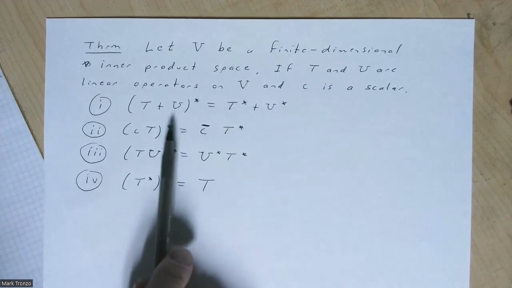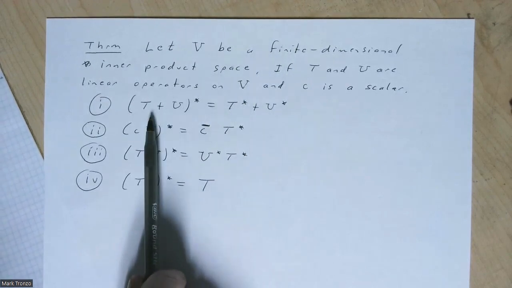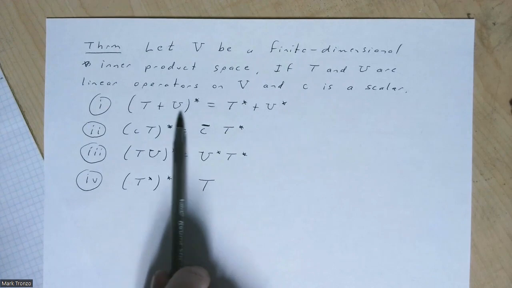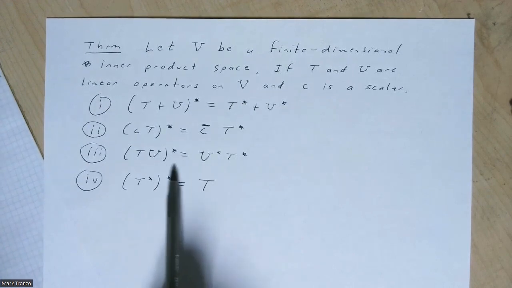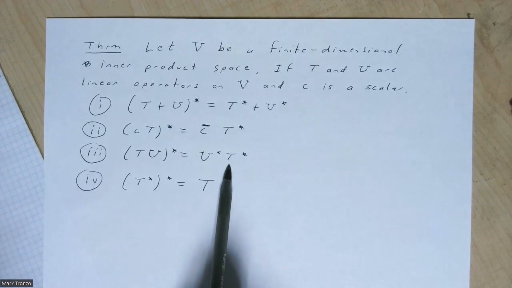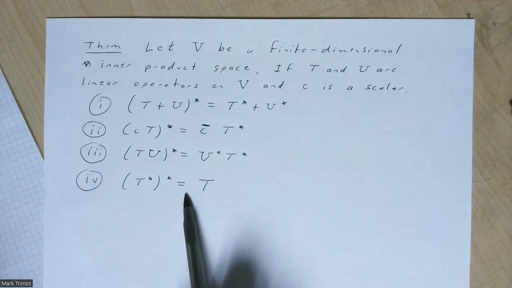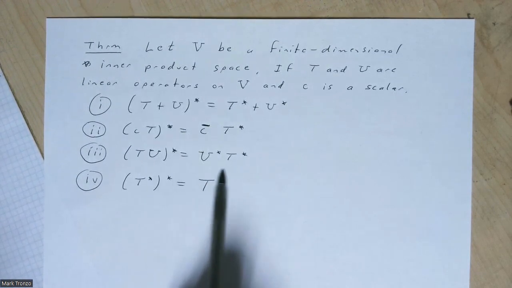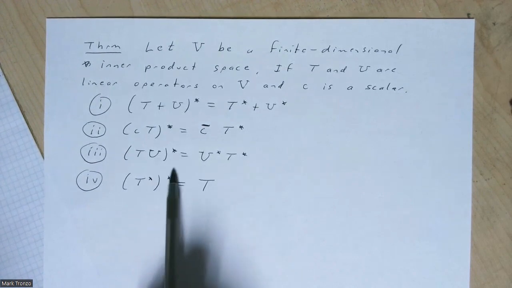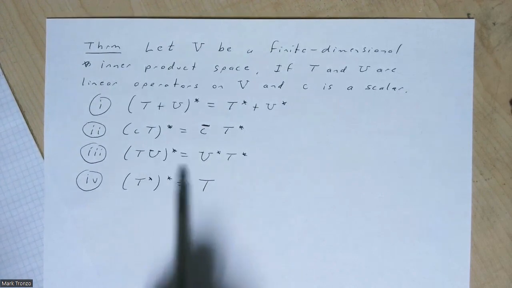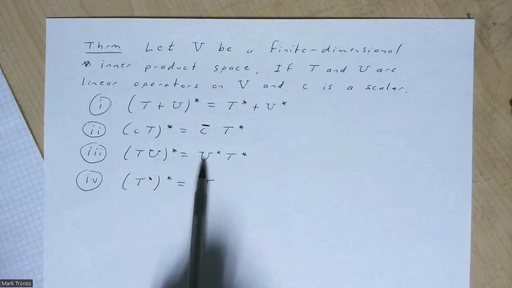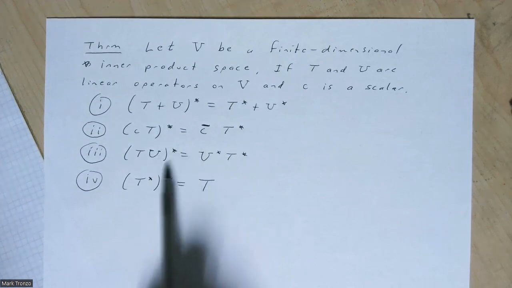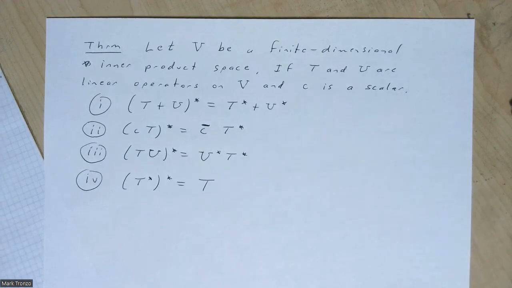Most of these you have in other contexts. For example, the transpose obeys this rule and this rule. And also, this is common if you have a matrix that has an inverse: the inverse of the product is the inverse of the second one times the inverse of the first one.